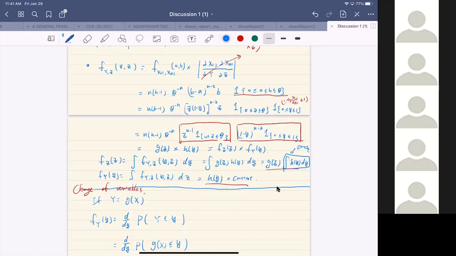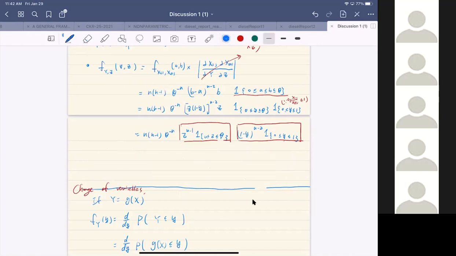Does it make sense? Yeah, so basically, as soon as we see that the joint distribution is separable into the two different variables, we can see that they're independent. Yes. Okay, thank you. You're welcome.